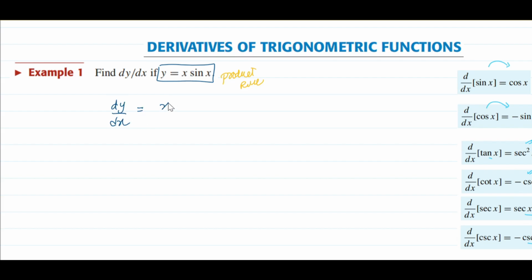According to the rule, first function as it is and derivative of second function. The derivative of sine is cos of x, plus the second function sine as it is and the derivative of x, which is 1, and then simplify. This is your final answer.